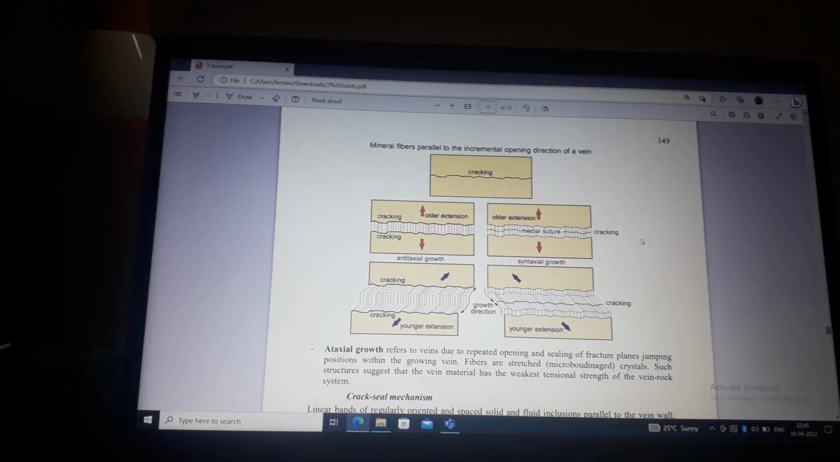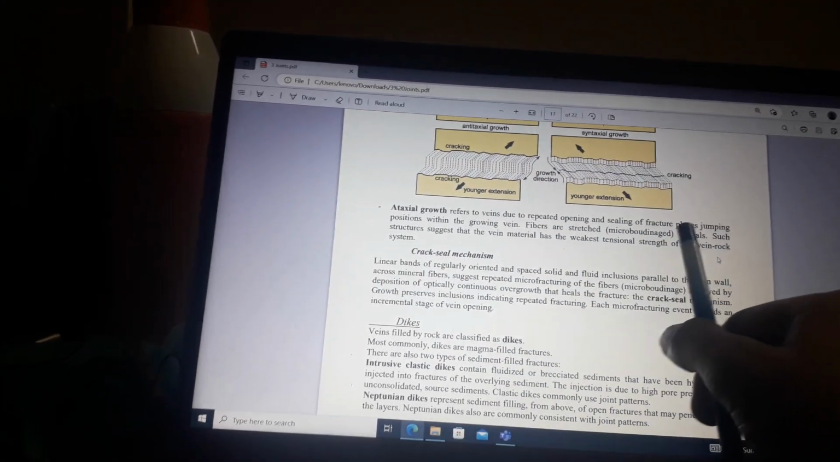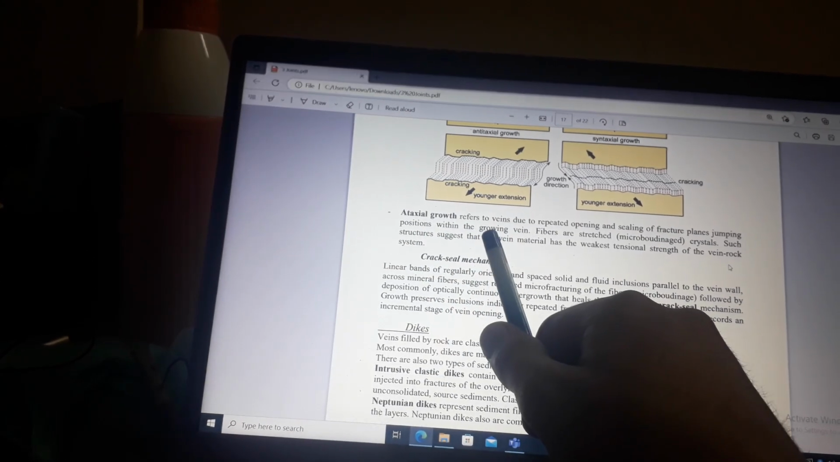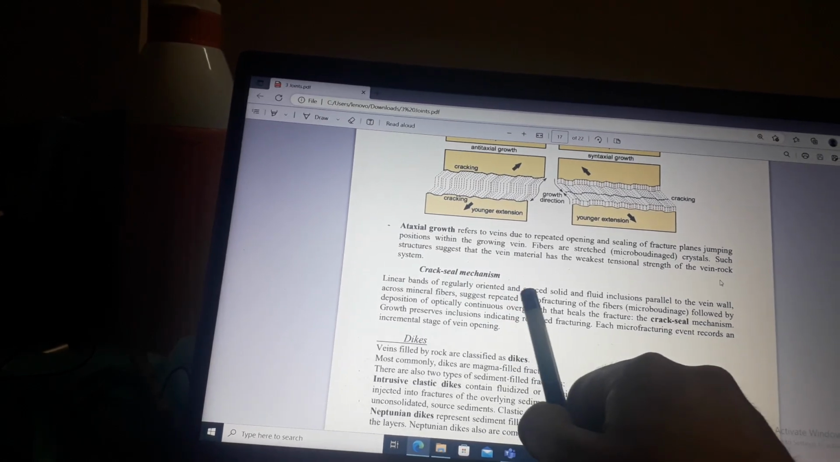Antitaxial growth refers to veins due to repeated openings and sealing of fractures, plane jumping positions within the growing veins. Crack seal mechanism: linear bands of regularly oriented and spaced solid and fluid inclusions parallel to the vein wall across the mineral fibers suggest repeated micro fracturing of the fibers.